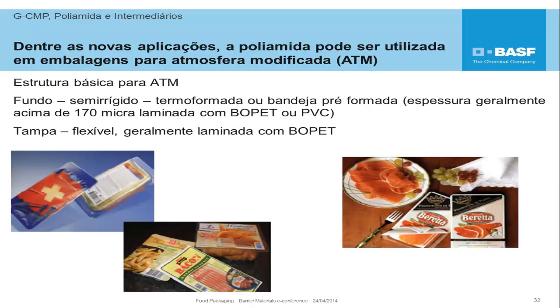Slide 33. Here we have basic structures for modified atmosphere. Films for the semi-rigid bottom, thermoformed or preformed trays, laminated with bi-oriented polyester or PVC of more than 170 microns. For the top, usually a flexible material is used, usually laminated with bi-oriented polyester.